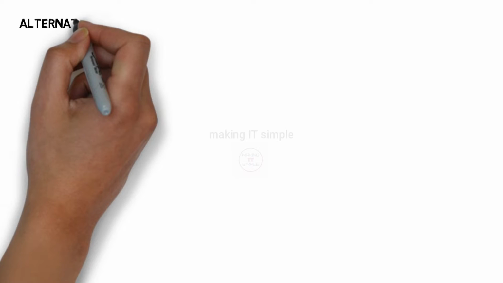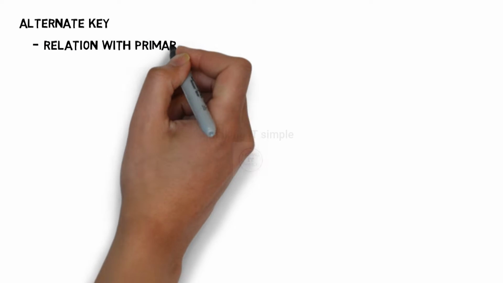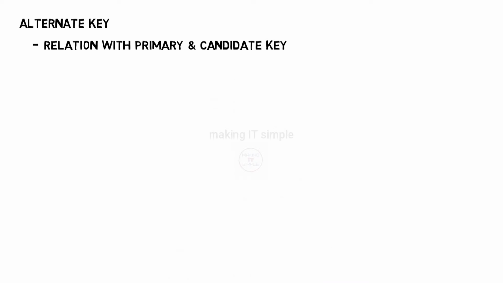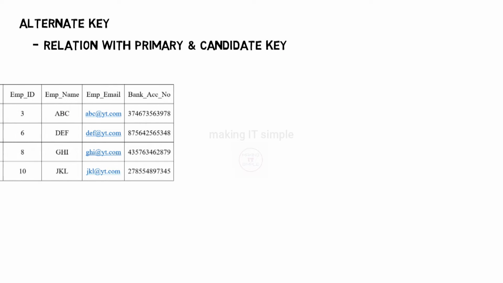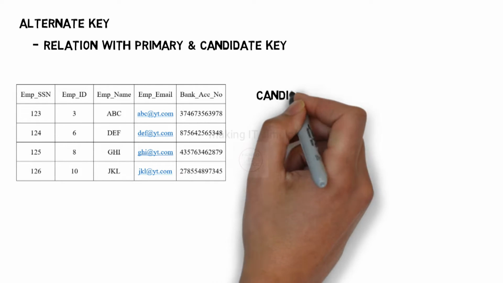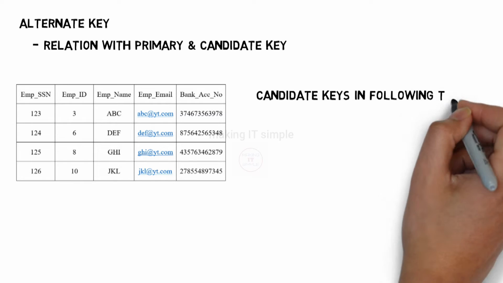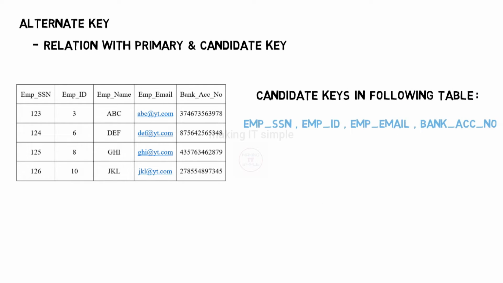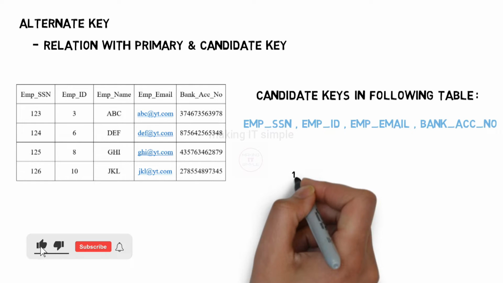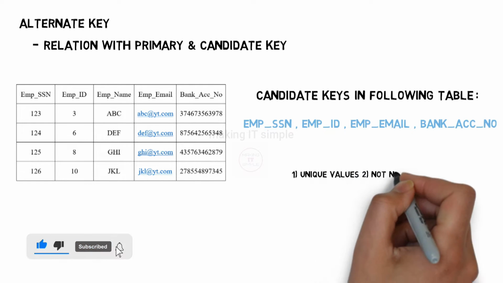Let's start with alternate key. The alternate key concept is related with primary key and candidate key. Let me explain how. We know that there can be multiple candidate keys present in a relation or a table. These all are candidates to become a primary key because these attributes fulfill all requirements to become primary key. That means these attributes contain unique and not null values.